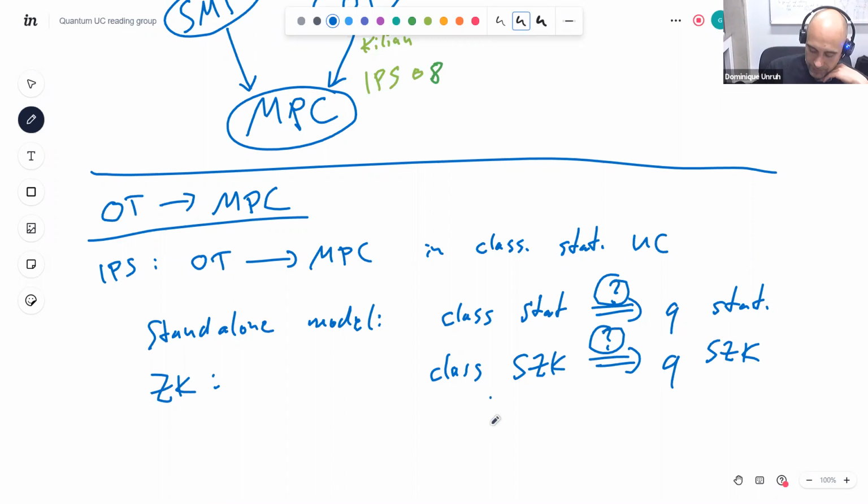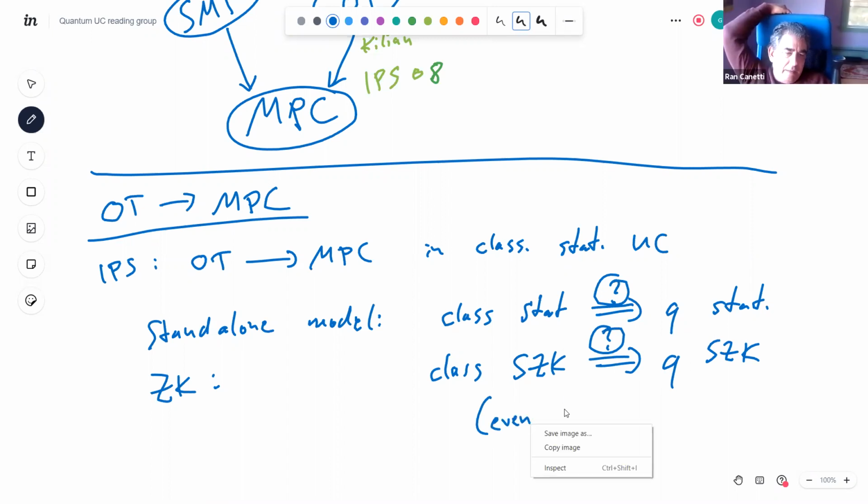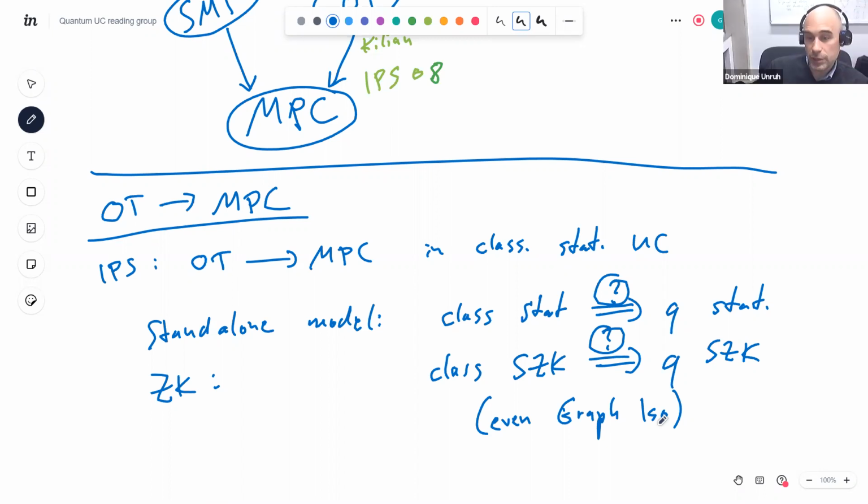By the way, Dominique, when you say that classical statistical implies quantum, I guess you're talking about polynomial time, because there is this Grover thing, right? You can speed up by a square root factor. But I'm talking about statistical security, like a random function inversion or something like that. Yeah, but I'm talking about statistical security, so the runtime doesn't matter anyway. Oh, but I guess, yeah, runtime as opposed to queries. Okay.